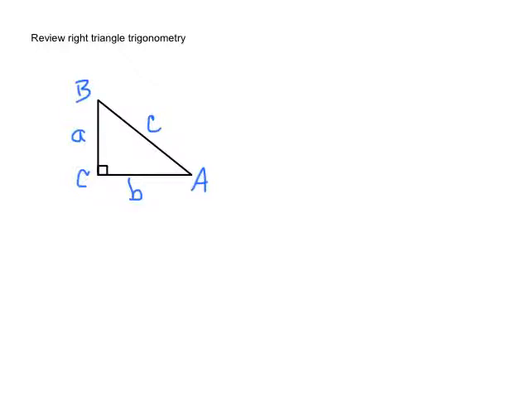And from angle A, I'm going to represent those ratios. So we have the sine of A. Sin represents the sine. The sine of A is going to be relative to angle A. It's going to be opposite over hypotenuse. So the sine of A is a over c. The cosine of A is going to be adjacent over hypotenuse. So that's going to be b over c.